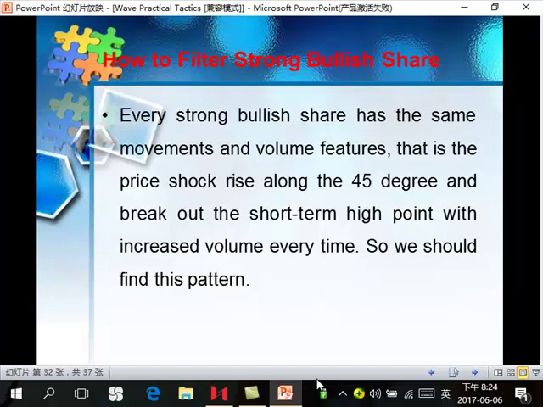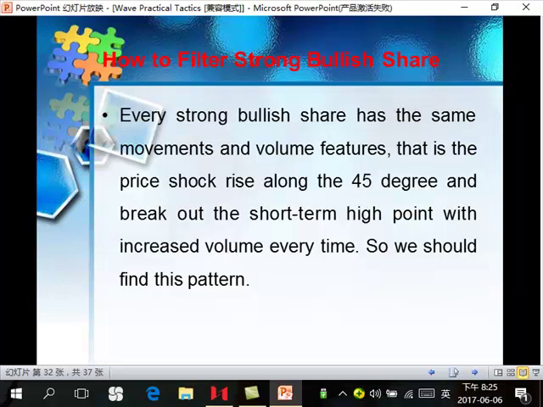Okay, so how to filter the strong stocks? Every strong stock has the same movement and volume features. That is, the price sharply rises along a 45 degree line, and breaks out the short-term high point with increased volume every time. So we should find this pattern. But how to find it? If we check nearly 600 stocks, by the time you finish checking, the day is over and you will have no chance to buy, okay? Because you will be puzzled.